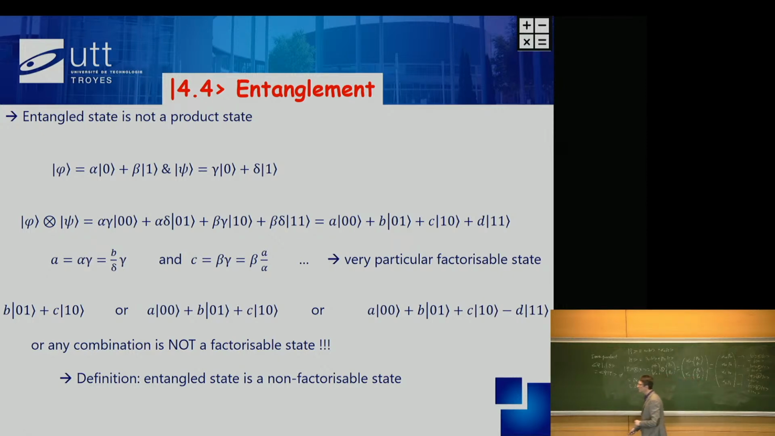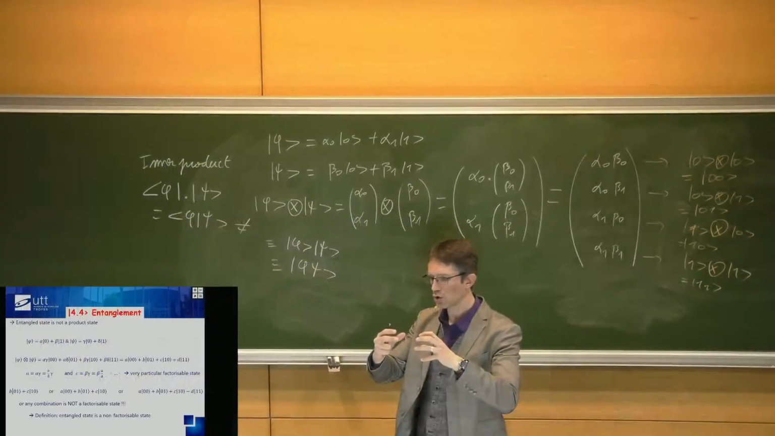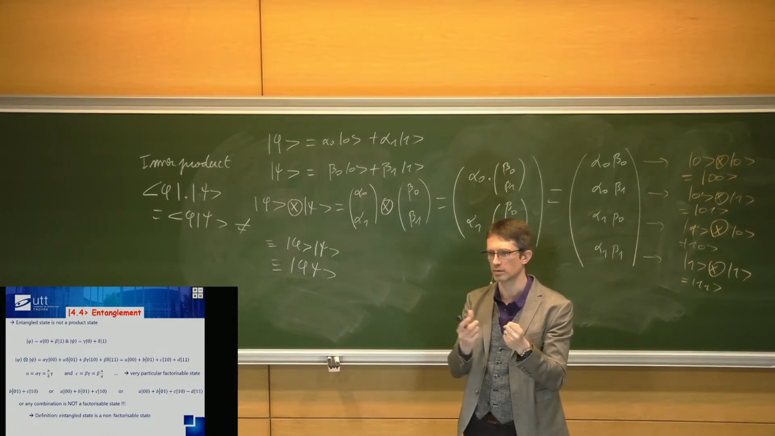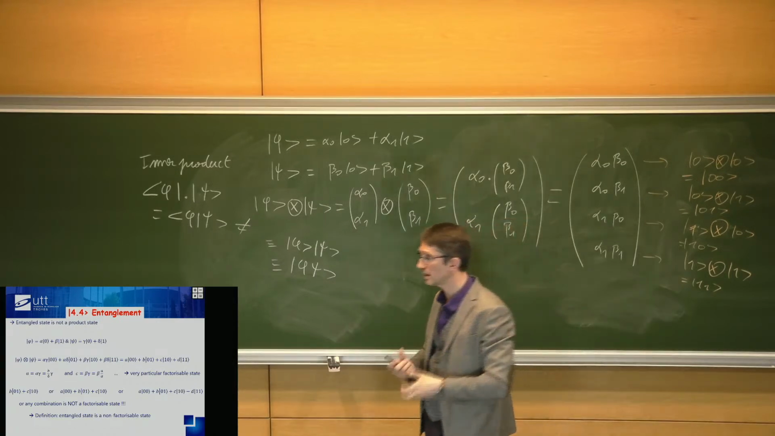And as soon as I do any of these things, any changes out of this very, very particular case, then what I end up with is a non-factorizable state. I end up with an entangled state between the two qubits. Something that links the two qubits together in a very, very particular way, which makes a system of the two, which is a whole system, which cannot be seen as the multiplication or the juxtaposition of the two systems separately. And that's an entangled state.